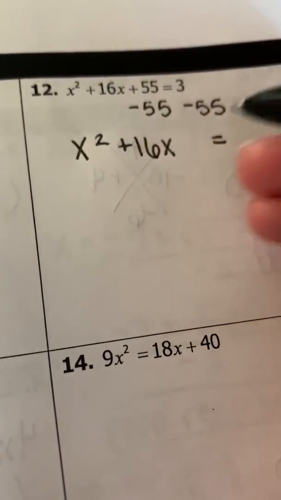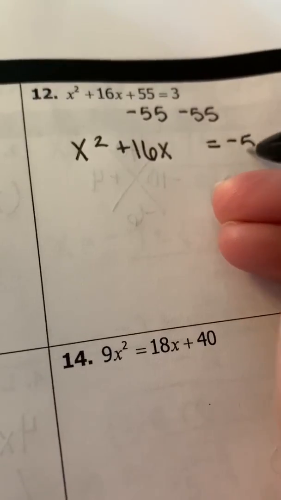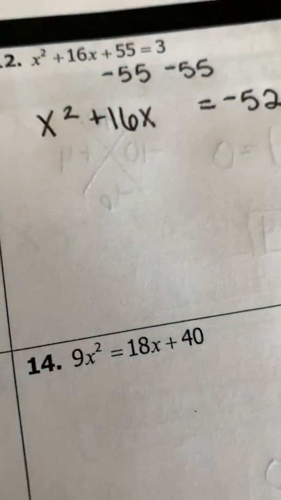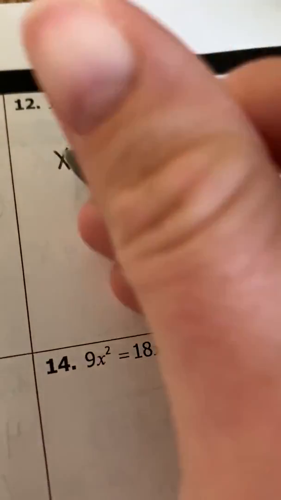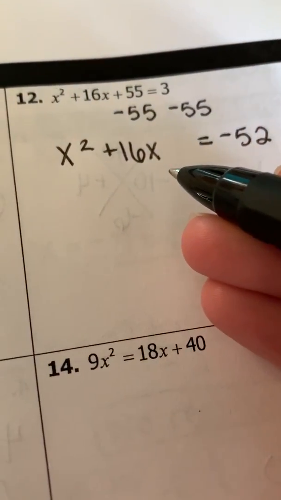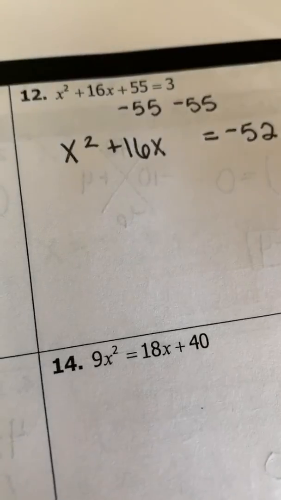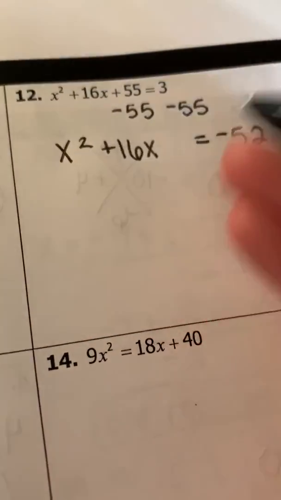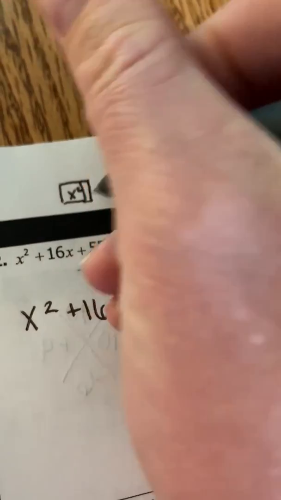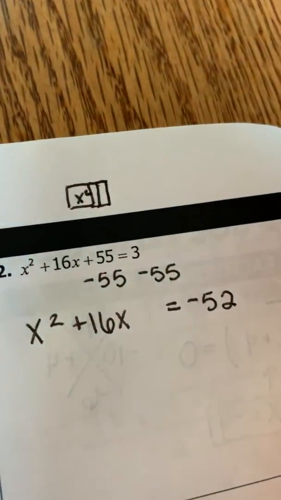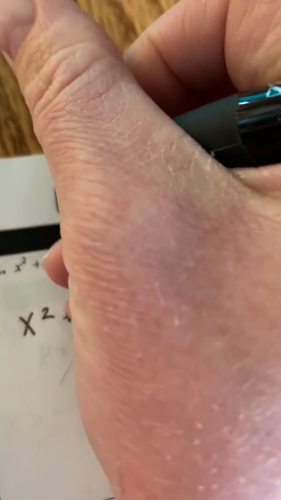Well, 55 minus 3 is 52, so that's negative 52. All right, now my goal is to make this a perfect square. So if you're thinking about the problems we've done in class with algebra tiles, and you want to make a perfect square, you have one x squared tile, and you have 16 x tiles. So we'd have to break them up and put 8 x tiles on this side of the x squared and 8 x tiles on the top.